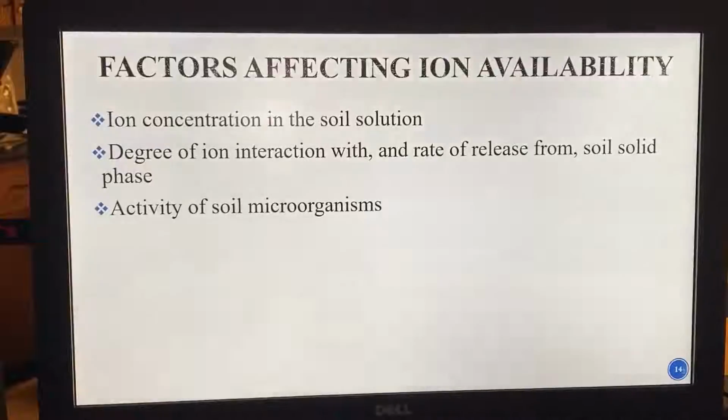Okay. So what do y'all think some of the things that are going to affect our soil microbial activity?